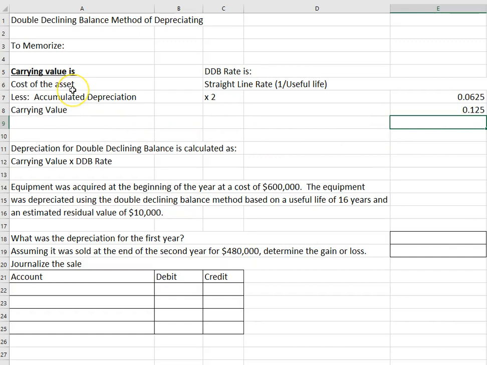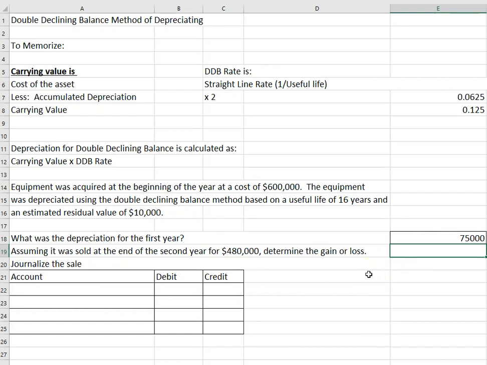All right, the carrying value. In year 1, the carrying value is just your cost because you haven't depreciated it yet. So the cost of this is $600,000. For year 1, we will say $600,000 times 0.125. So what was the depreciation for the first year? It would be $600,000 times 0.125, so we get $75,000 for year 1.